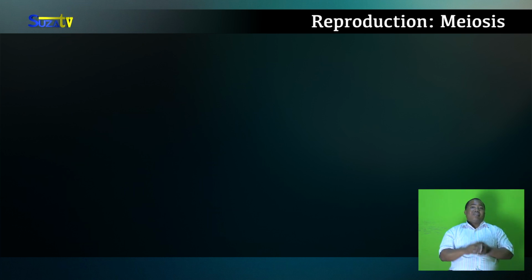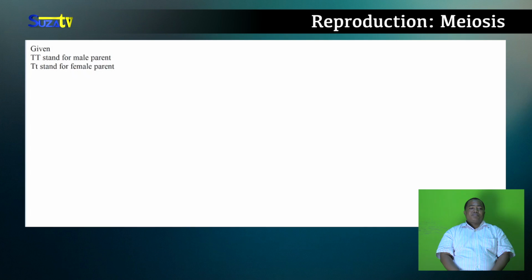Let's see the following example. Okay, my dear students, let us now see how the meiosis process leads to the formation of gametes, I mean both male gametes and female gametes. So you are given a double capital letter T standing for the male parent, and you are given one capital letter T with a small letter t standing for the female parent.